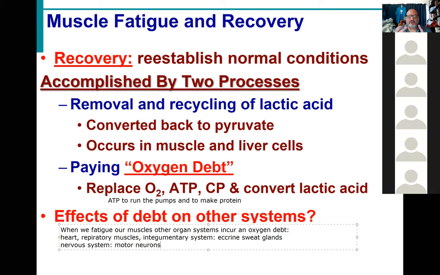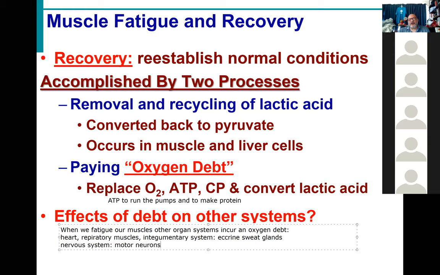Excellent. So there you go. Cardiovascular, respiratory, integumentary, nervous system, all of those. Absolutely, there's a significant oxygen debt. We haven't talked about the nervous system yet, but as we'll see, as many ions are moving into the muscle cell when the muscle cell contracts, there's even more going on with the neuron. So replacing the neurotransmitter, putting ions back where they need to go, absolutely, it's a huge oxygen debt that they incur from being active as well.